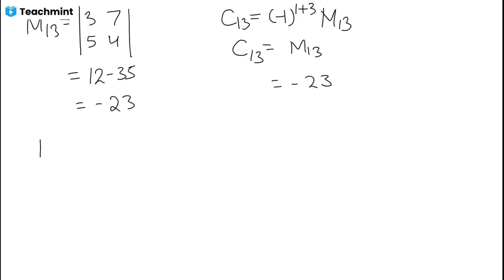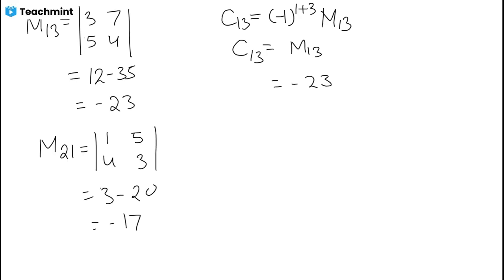Now let us find M21. Leave the elements of second row and first column. We have 1, 5, 4, 3. So 3 minus 20. So we have minus 17 here. Got it? Yes, ma'am. Now let us find C21.